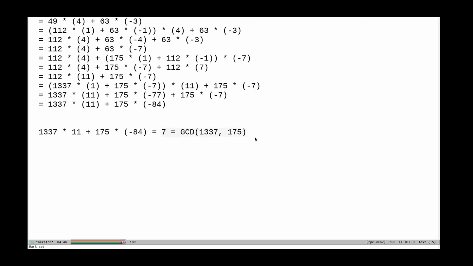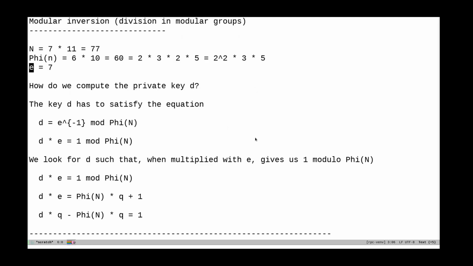Now, why does this actually matter with respect to RSA? Because, as we said, in RSA, once we have this configuration, we want to compute the private key. The private key is found by solving this equation. We have to find a value d such that, I mean, this is not d times q, but d times e minus phi of n times q is equal to 1. And this is also the GCD between e and phi of n.